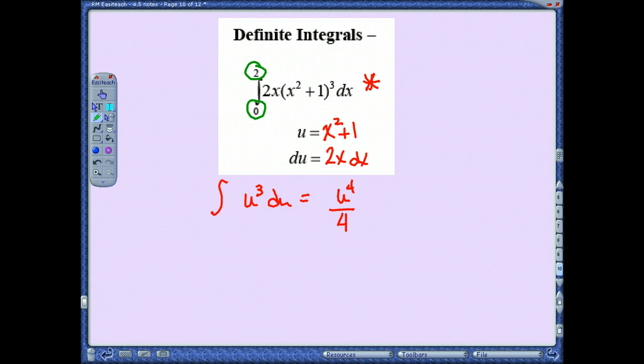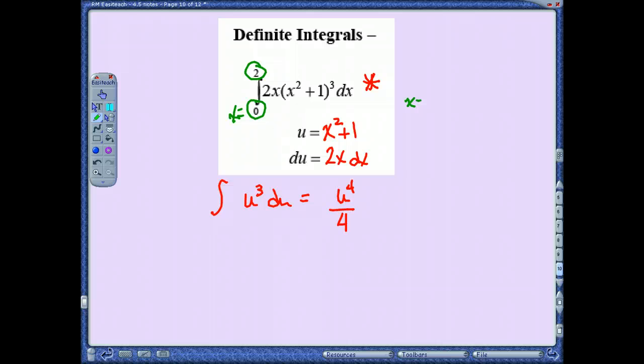Okay? Right now, the 0 and the 2, they belong to x. We want to find out what the limits might be for u. That way we don't ever have to go back to the nasty, complex original. Okay, well, the way we're going to figure that out is when x is equal to 0, okay, I'm going to put that right in there.